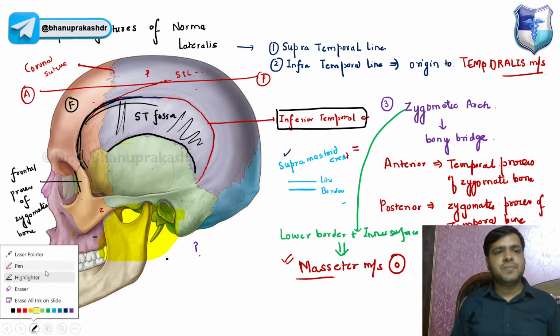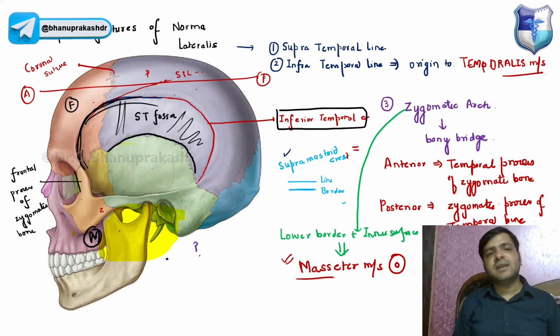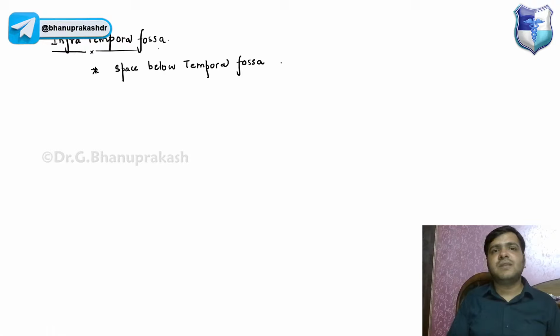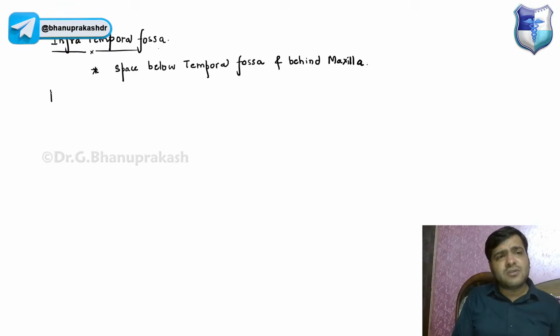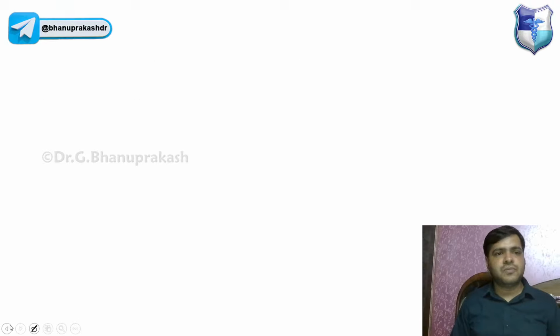ये maxilla bone है. This is the maxilla. Maxilla के पीछे और temporal bone के नीचे वाला जो space है, that is called as the infratemporal fossa, right? It is space below temporal fossa, and behind maxilla. Now, guys, again, you are going to tell me the boundaries. This is very important.